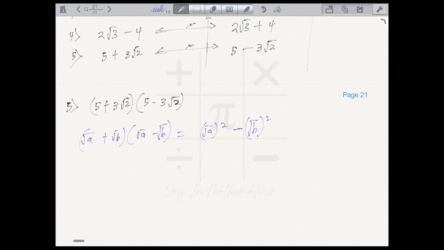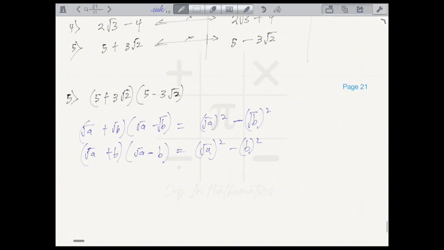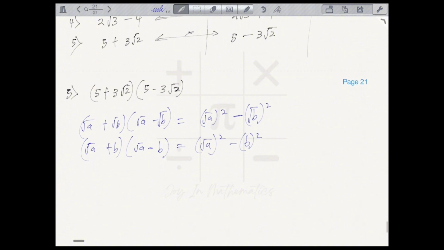Also, this could be in another format. Let's say root A plus B. The conjugate of root A plus B is definitely root A, so instead of the plus sign, we have the negative sign, minus B. Therefore, the result of the multiplication will simply be root A squared minus B squared. So we square this, and we apply the subtraction sign. We take the square of this, and we apply the subtraction sign. So it goes on and on like that. So let's solve this now.